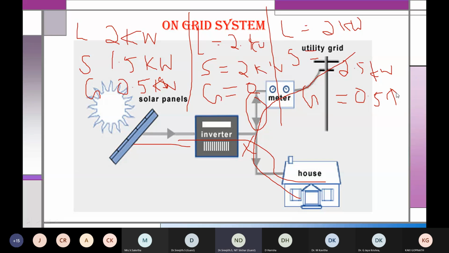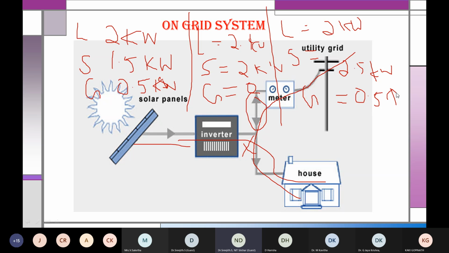That means if your demand is more than the solar generation, we can take from the grid. If the solar power generated is more than your demand, the excess power can be given back to the grid. At the end of the month, assume that there are a few places where once in 2 months they'll take the reading, and a few places where once in a month they'll take the reading.